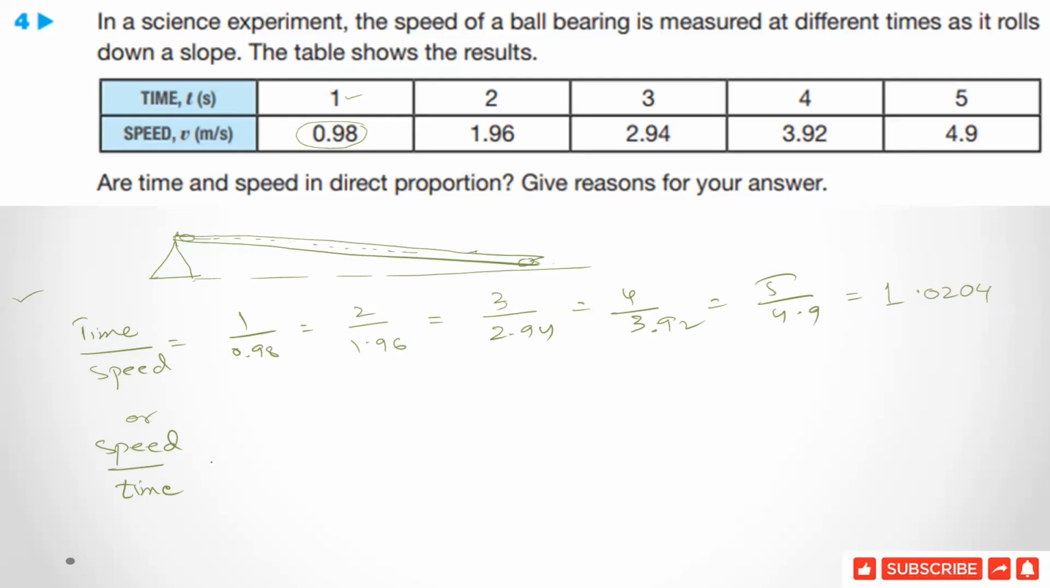In direct proportion, you can also check speed over time on your own. It's up to you if you want to check it. The answer should be the same, 0.98, it should always come. 1.96 by 2, 2.94 by 3, or 3.92 over 4, 4.9 by 5. All must be equal to 0.98. Check now and then let me know.